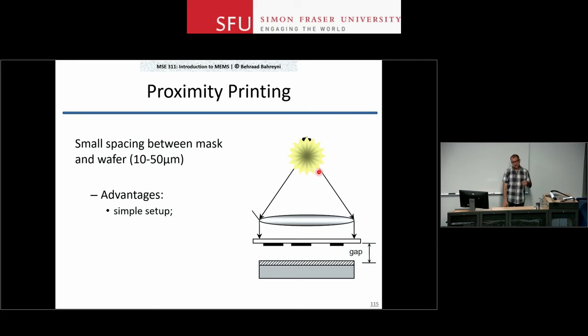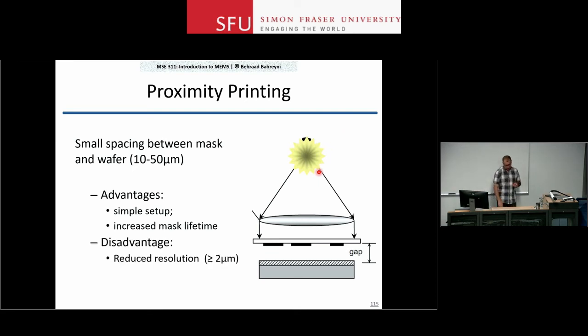So again, the setup is relatively simple. Just creating a tiny gap between the two is not too hard. And your mask is essentially going to last forever now. There's no wear and tear. But you will pay the price in terms of resolution. Because the two are separated from each other, you have more problems with diffraction of light as your UV light goes through the mask before it hits your substrate. So your resolution will suffer.